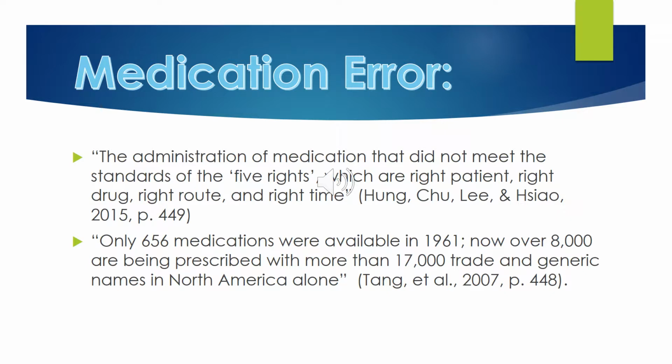What is a medication error? We pulled from two sources who had very good explanations of what it is. The first one is the administration of medication that did not meet the standards of the five rights, which are the right patient, right drug, right route, and right time. The second one we have is only 656 medications were available in 1961. Now over 8,000 are being prescribed, with more than 17,000 trade and generic names in North America alone.